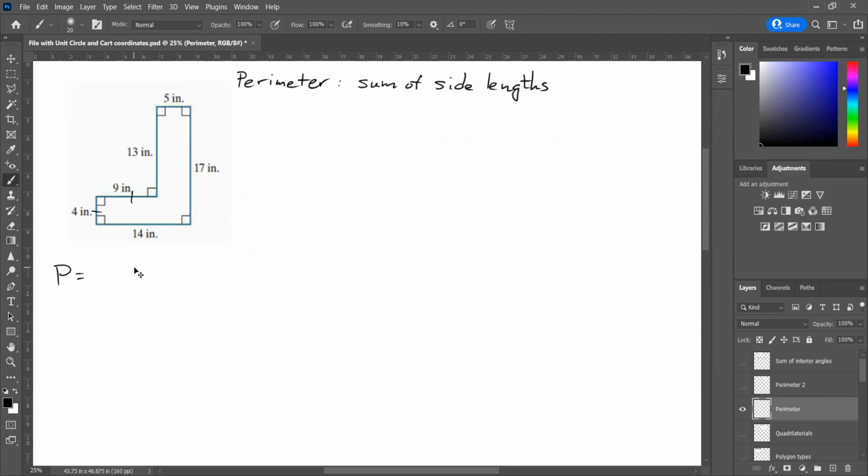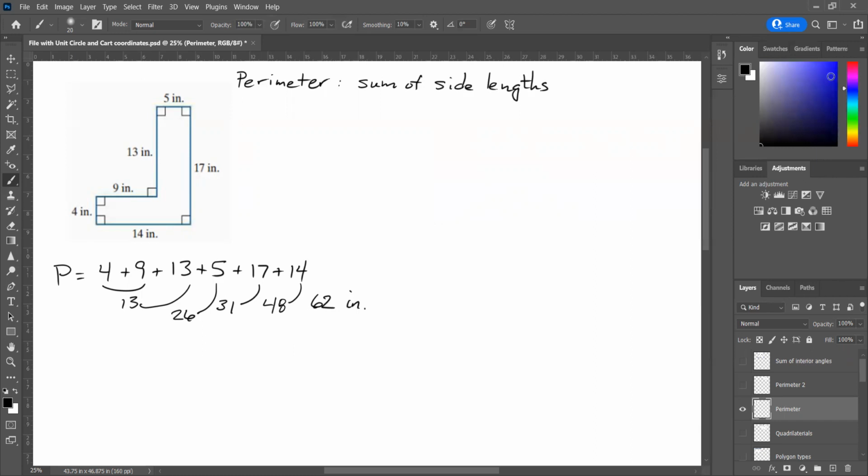So that's a hexagon. The sum of the sides of this hexagon are 4 plus 9 plus 13 plus 5 plus 17 plus 14. So when I add those together, we get a 13 here, plus 13 is 26, plus 5 is 31, plus 17 is 48, plus 14 is 62. So 62 inches would be the perimeter of this particular polygon. And you can just type that into your calculator.